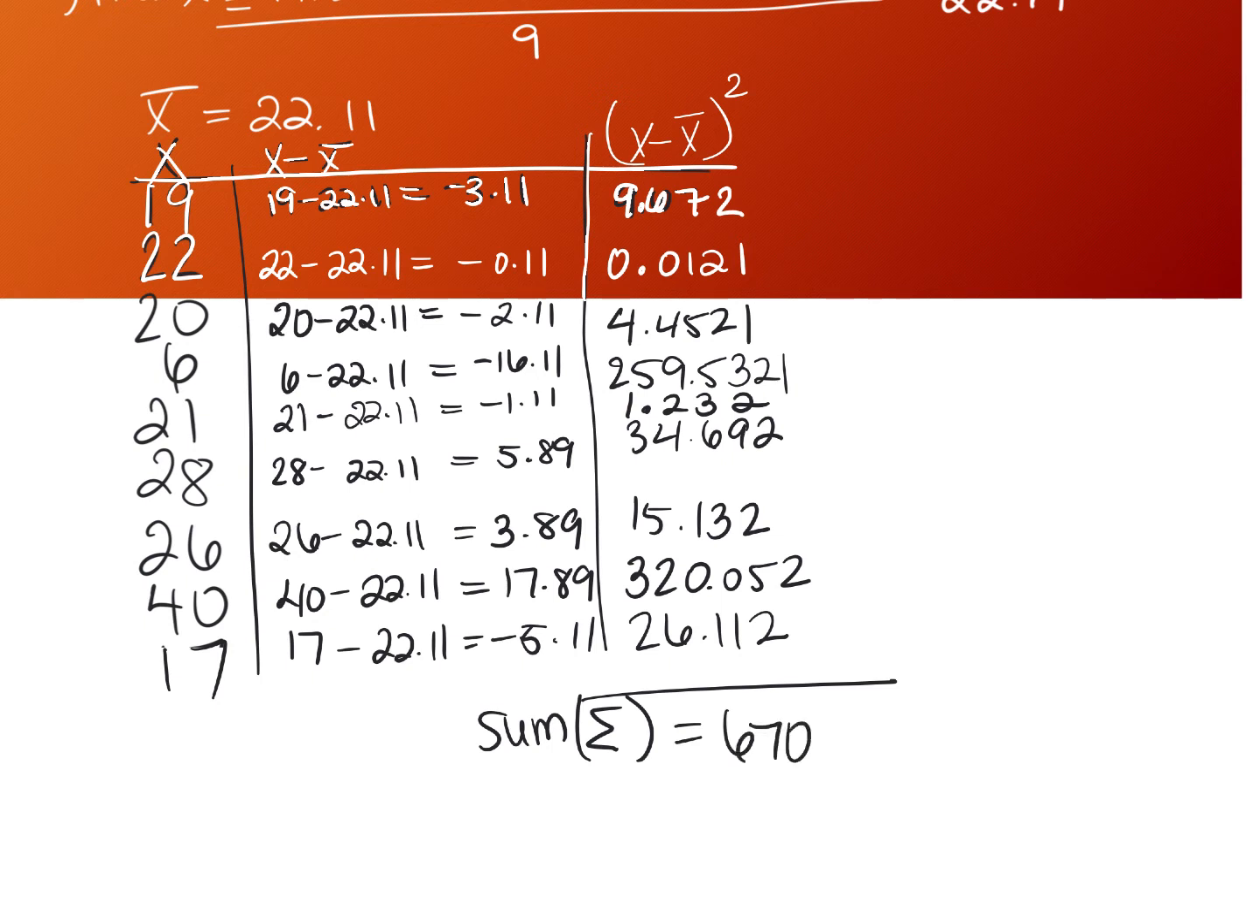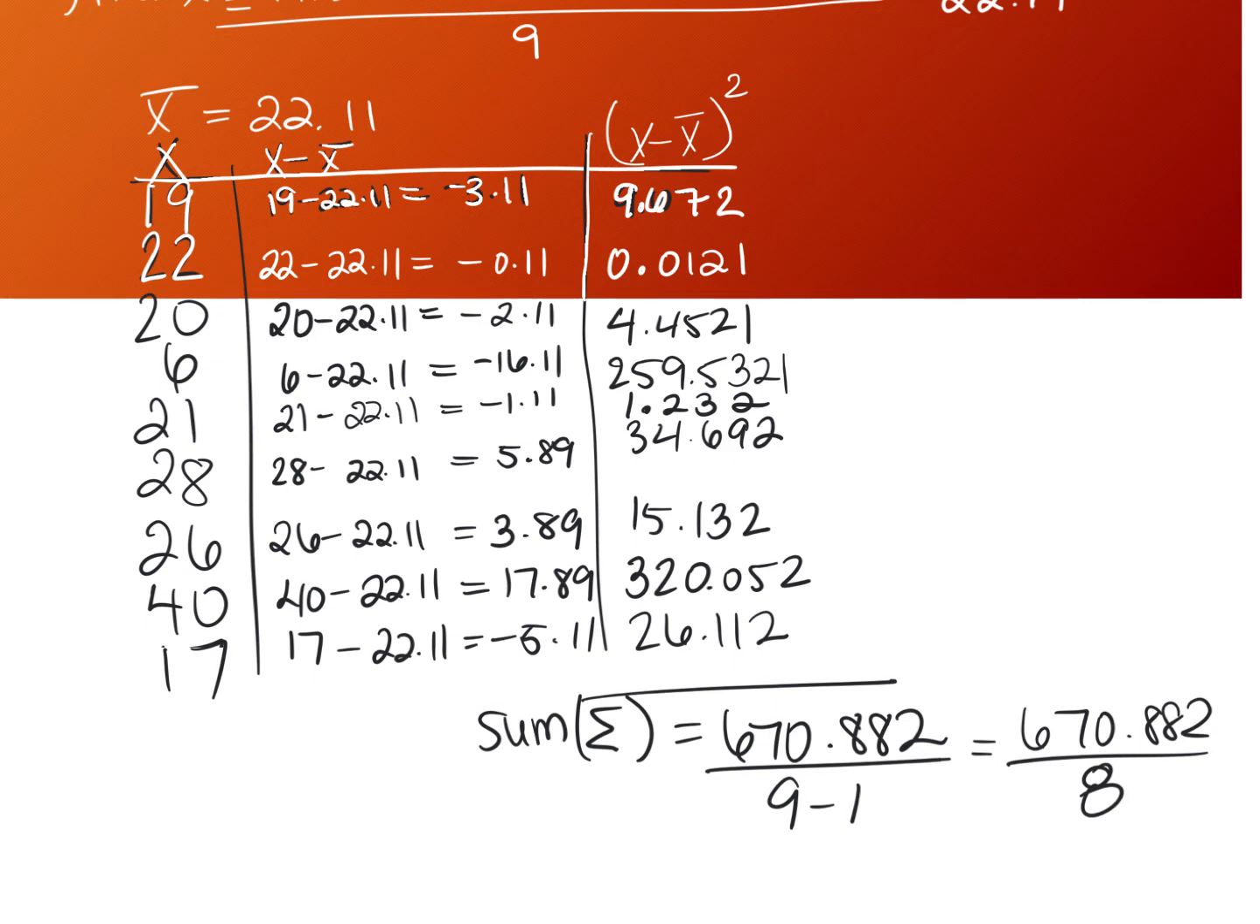I got 670.882. And we're going to divide by n minus 1, which is 9 minus 1, 8, right? Divide by 8.